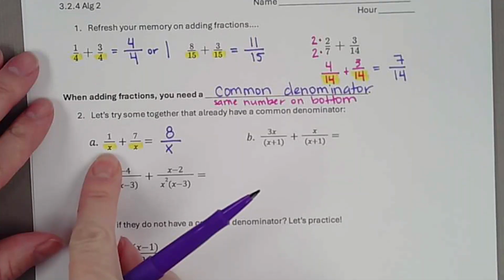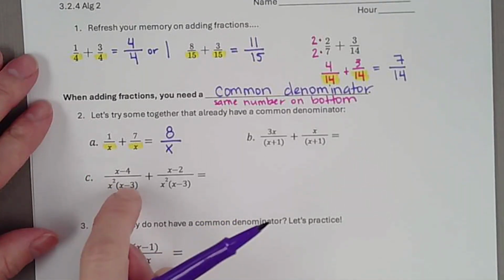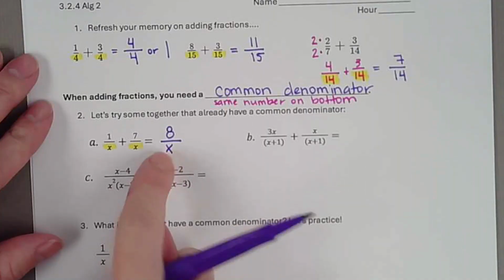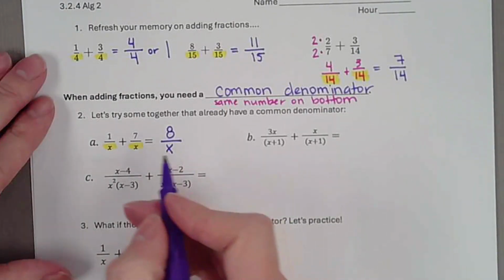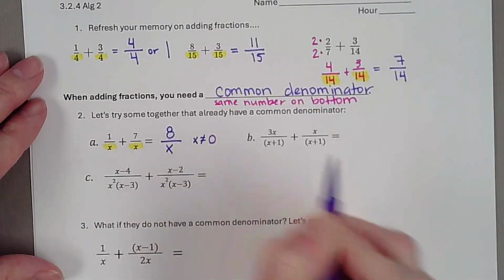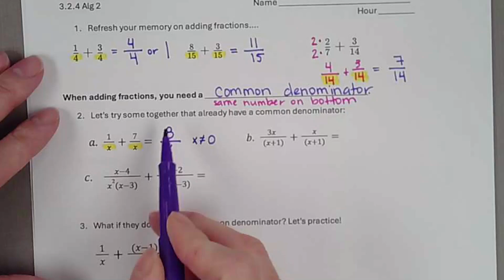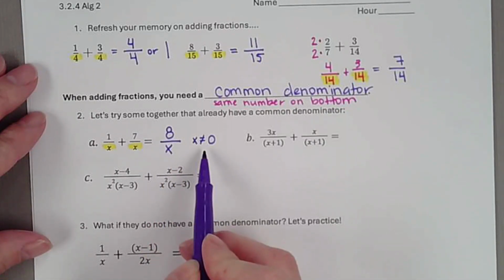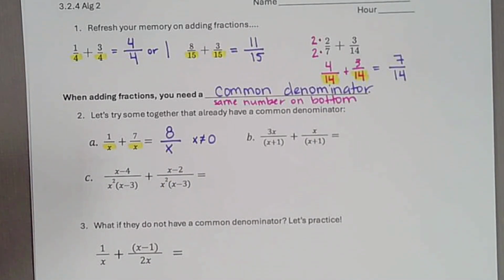But there's a number that can't go here and here and here, and it's the same number. For all of these problems, or all of these fractions, x cannot be 0. So my answer is 8 over x. My excluded value is x can't be 0.